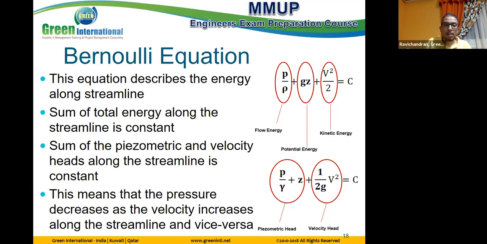The total energy along the streamline is constant. This total energy is divided into 3 types of energies, but at the end the total is constant, whatever point along the streamline you study. What are these energies? Flow energy, potential energy, kinetic energy.